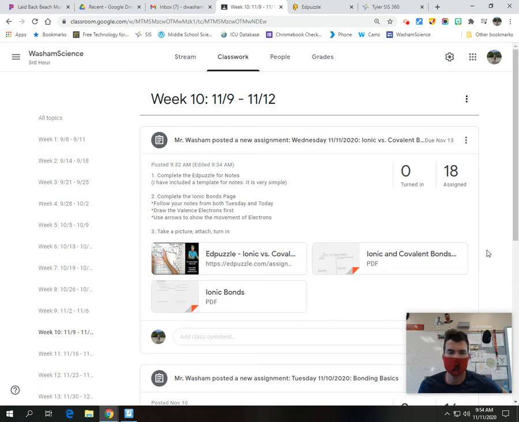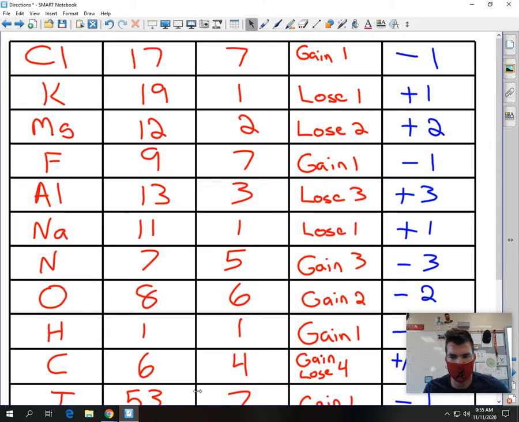And so here's some quick instructions for today's assignment. Your assignment's posted in Classroom, and you're going to be working on an Edpuzzle that talks about ionic and covalent bonding. But first, we go over the answer key to yesterday's work, which we are trying to see how many electrons something needs to gain or lose. This answer key has been posted for you in the email that I sent that included this video.